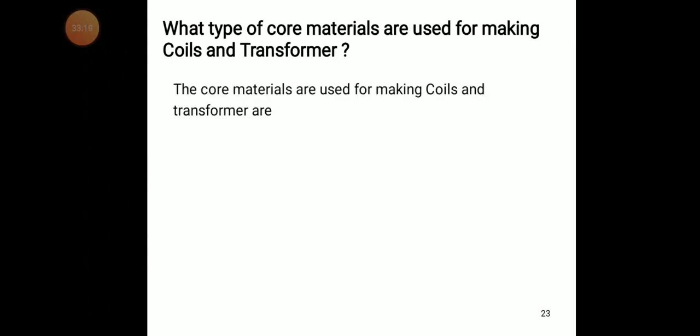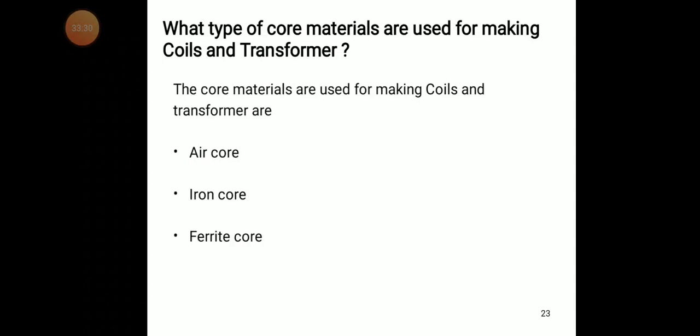What types of core materials are used for making coils and transformers? We already discussed different types of core materials. The first one is the air core, the second is the iron core, and the third is the ferrite core. So in detail we try to discuss these core materials.